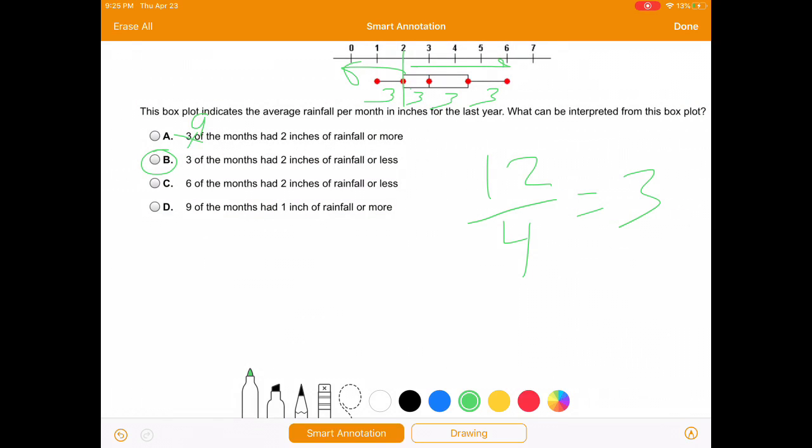Just continuing on to look at the other ones, 6 of the months would be 2 of the quartiles because that's half of the months. 6 of the months had 2 inches of rainfall or less is obviously incorrect. That was 3. And 9 of the months had 1 inch of rainfall or more. If we were looking at that, that actually ends up being all of the months. So it should have been 12 of the months had 1 or more inch.